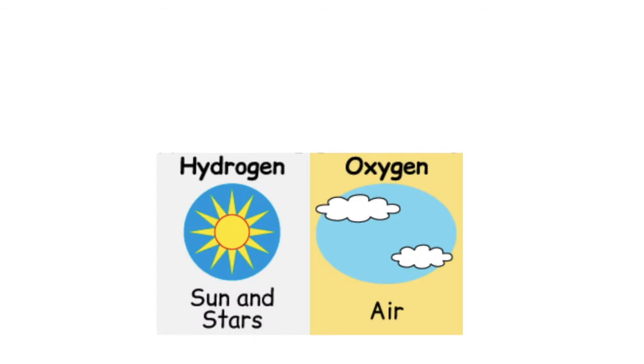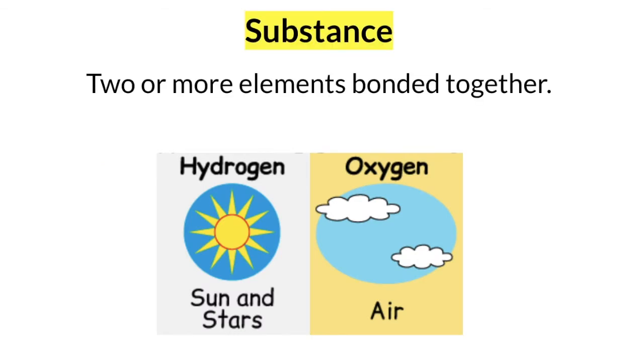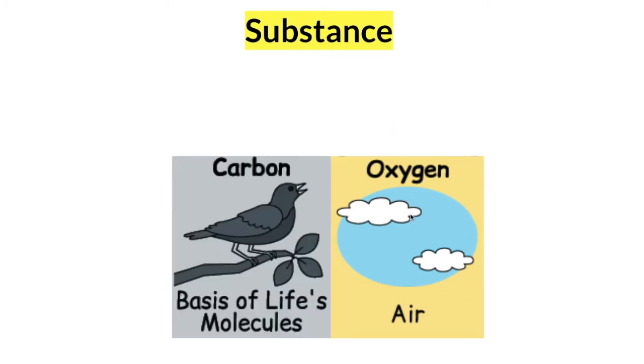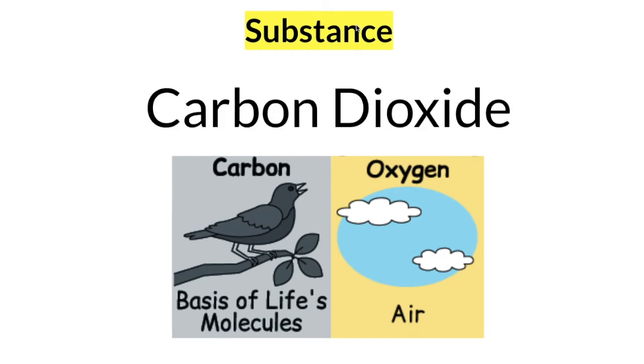When two elements come together, we call them a substance. For example, hydrogen and oxygen can make the substance water. Carbon and oxygen can make the substance carbon dioxide.